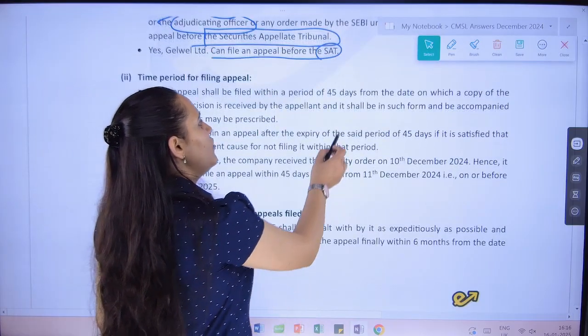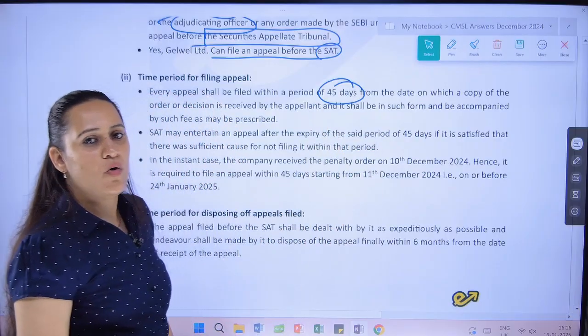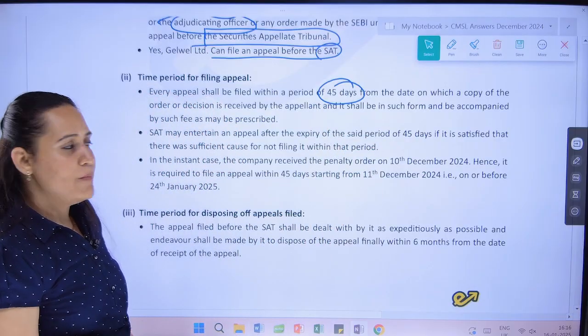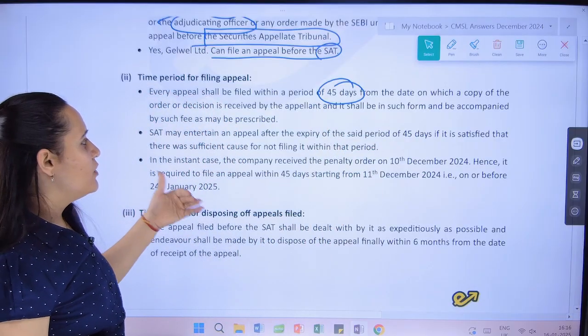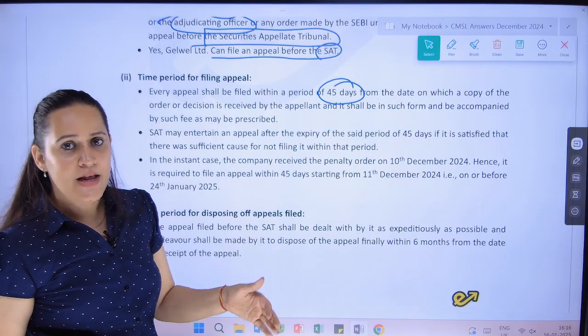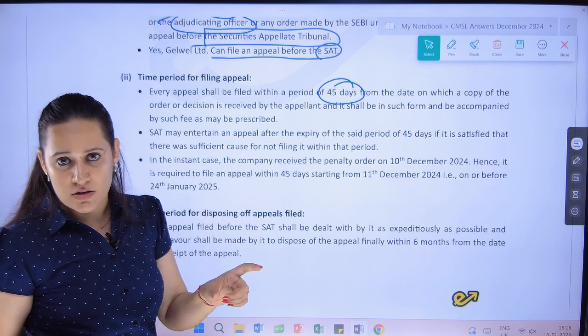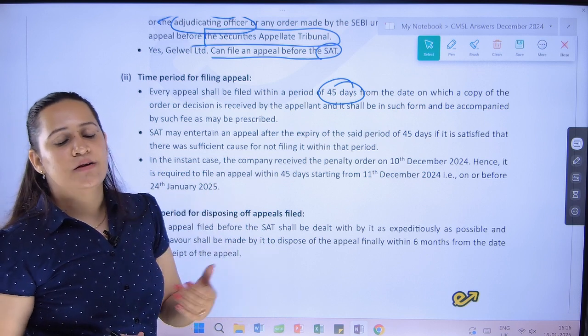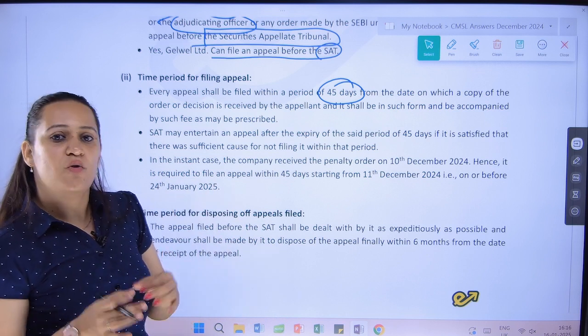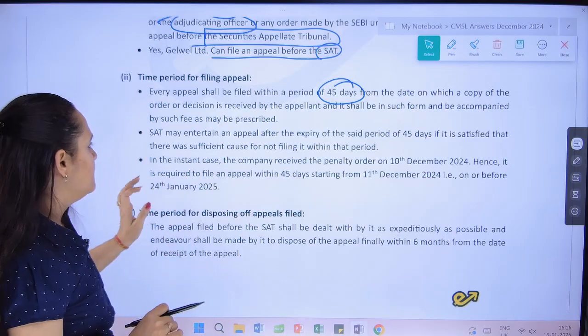Next is, what is the time period for filing an appeal? It is 45 days from the day when they receive the copy of the order of the adjudicating officer or of the Bombay Stock Exchange. From that day, 45 days time they have to file an appeal. If within 45 days they are not able to file an appeal for any sufficient cause, the period can be extended by the Securities Appellate Tribunal for reasons to be recorded in writing.